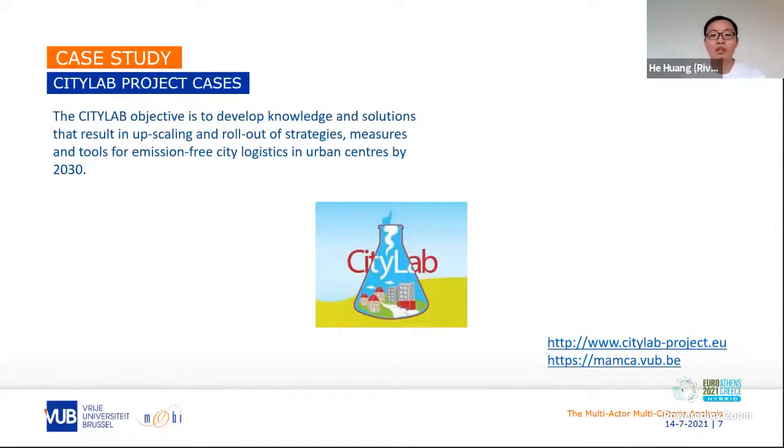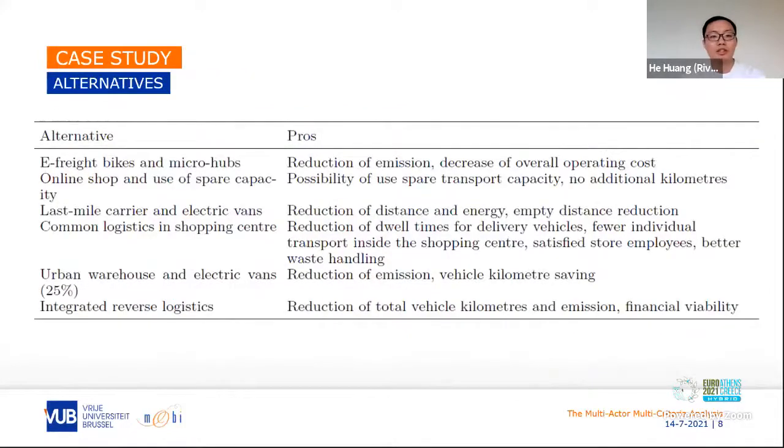Here, we will take the Oslo case as an example. Here we can see the 6 alternatives with different characteristics: e-freight bikes and microhubs, online shop and use of spare capacity, last mile carrier and electric vans, common logistics in shopping center, urban warehouse and electric vans, and integrated reverse logistics.